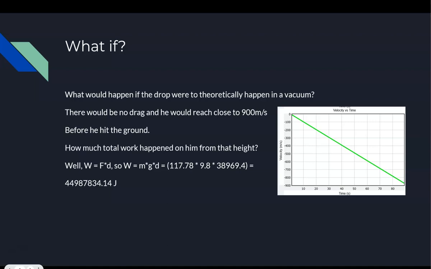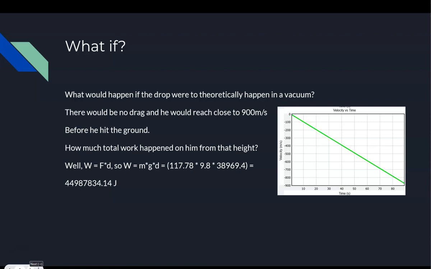But what if? What would happen if the drop were to theoretically happen in a vacuum? Well, there would be no drag force, and he would reach close to 900 meters per second before he hit the ground. That will hurt.